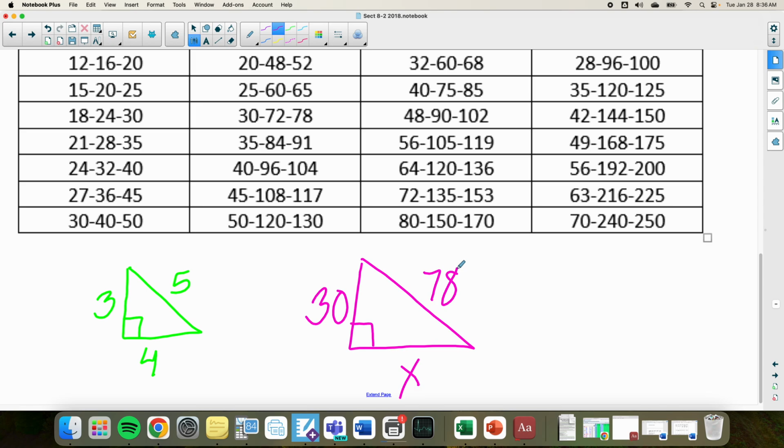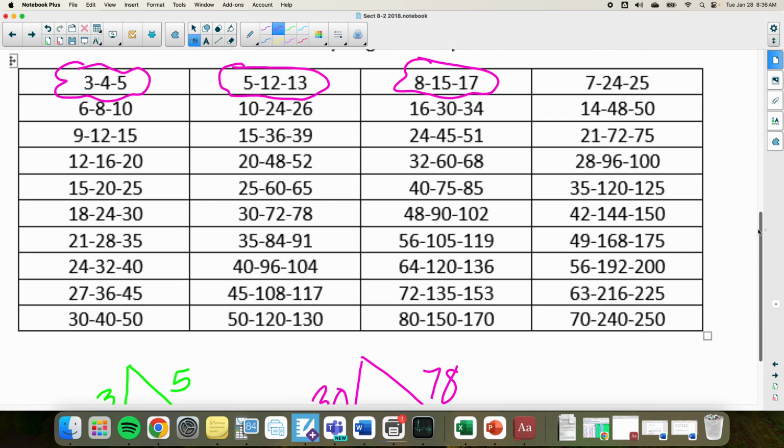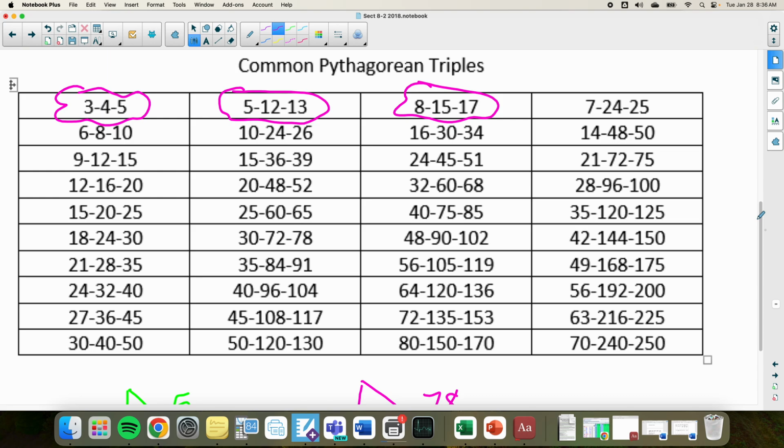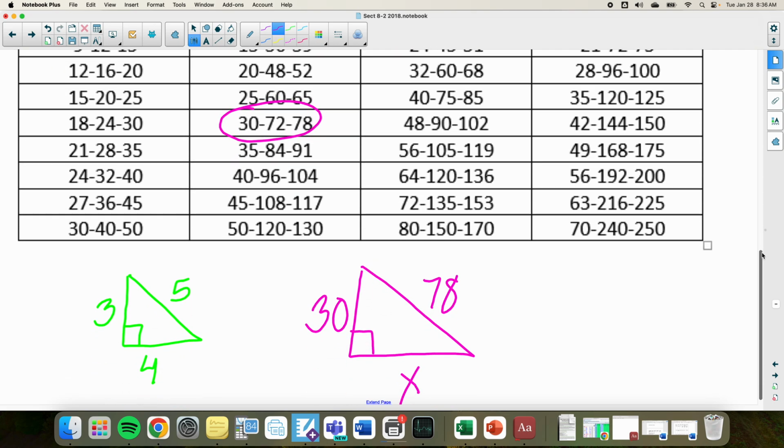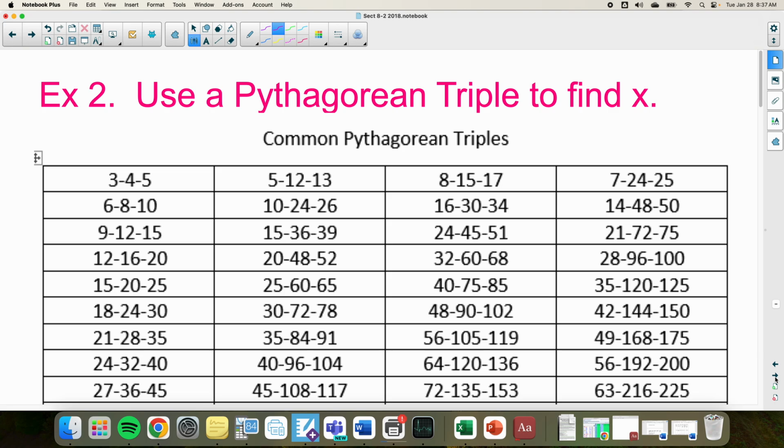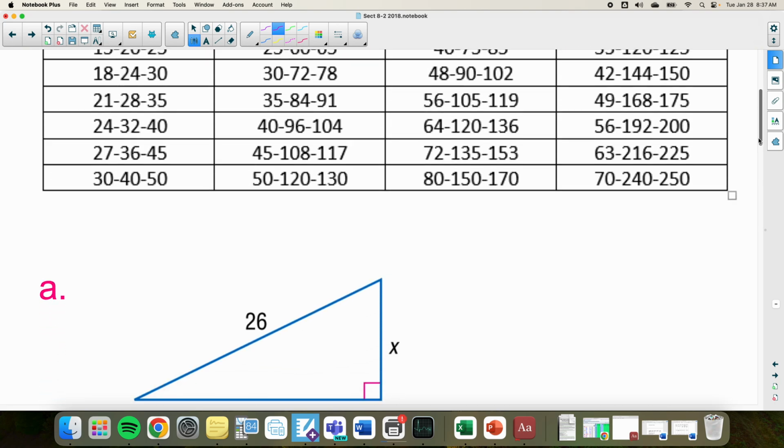What I would do if they give me the hypotenuse is I would just go to my table and find the biggest side that is 78, okay? Which is right here. So then look at this one and see, was one of the other sides 30? Yes. So then our missing side is 72. Do you get that? Is that easy enough? Okay. So let's go to this page. Here's our Pythagorean triple chart.